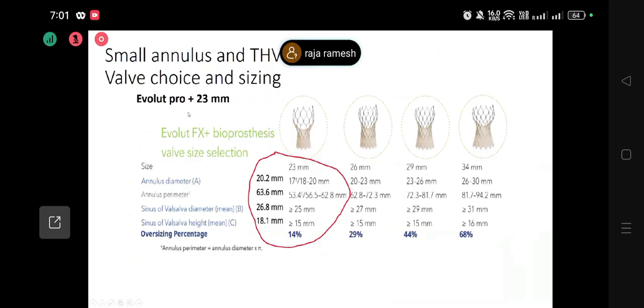Of course, the latest generation is called Evolut FX Plus, which is now available in India. Based on the annulus diameter of 20.2 and annulus perimeter of 63.6, we have chosen a valve of 23 in this patient, which will roughly oversize around 14%. For a self-expandable valve, up to 14% oversizing is okay.